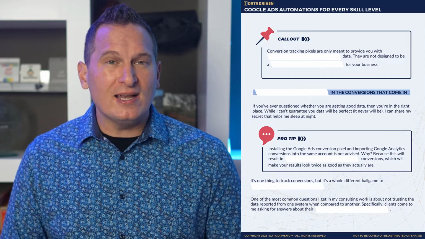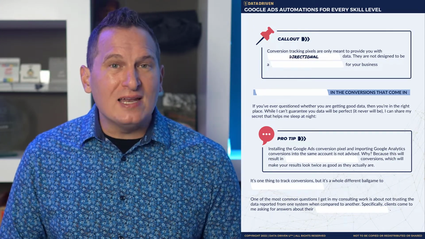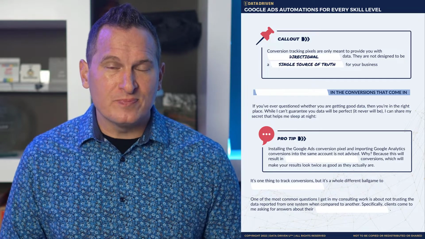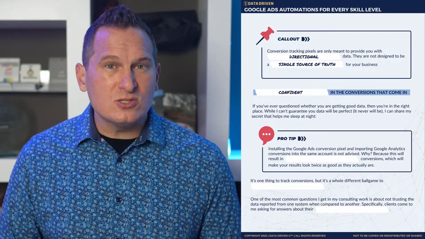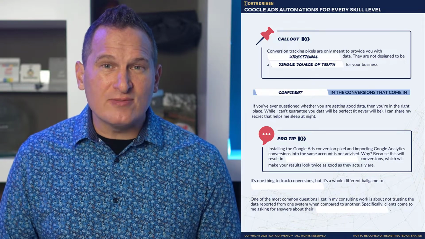Now, while I can't guarantee that your data will be perfect, because it will never be perfect, I can share my secret that helps me sleep at night. And that is that conversion tracking pixels provide you with only directional data. They are not a single source of truth for your business. And the only way to be confident with your results is to accept that data is directional and never 100% accurate. What I mean by directional is that even if you have 90% of the data, it's only 90% accurate, you're going in the right direction by having some data as opposed to having no data at all. And so to move forward, you need to accept that conversion tracking data is only directional, but it is necessary if you want to proceed forward in any kind of advertising.